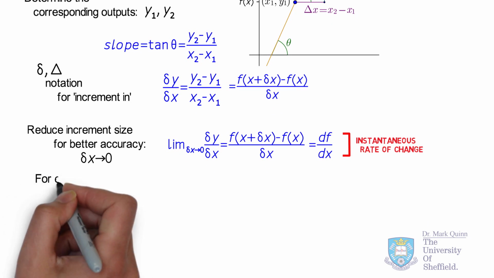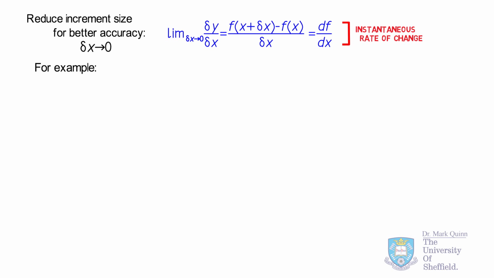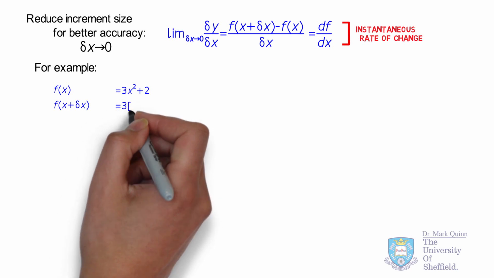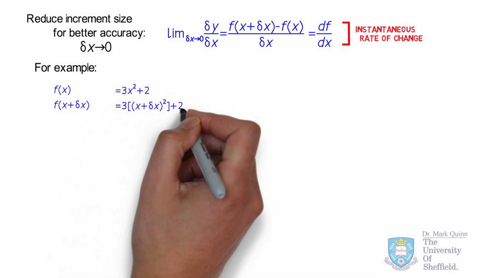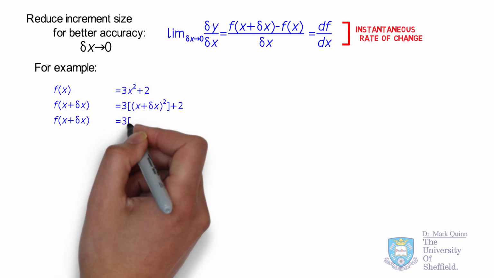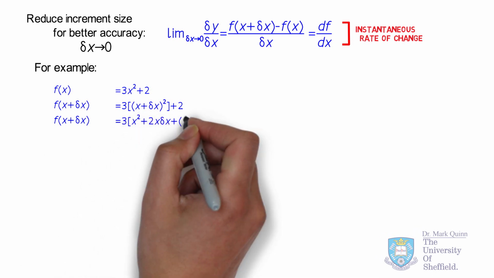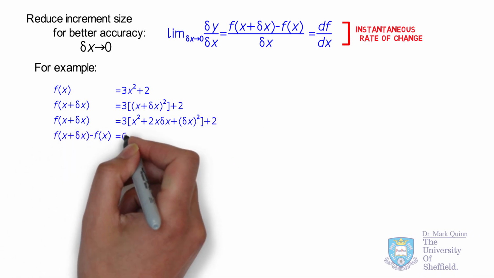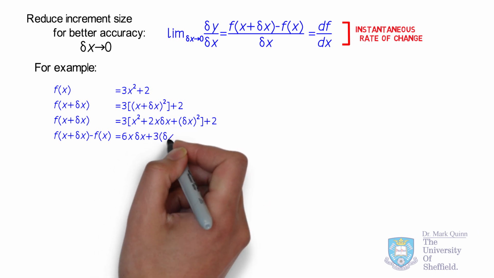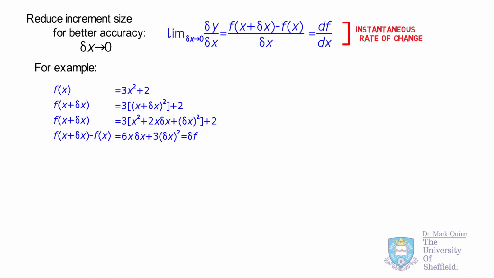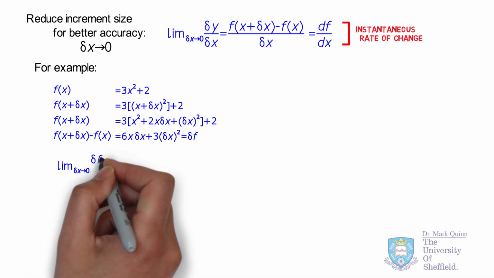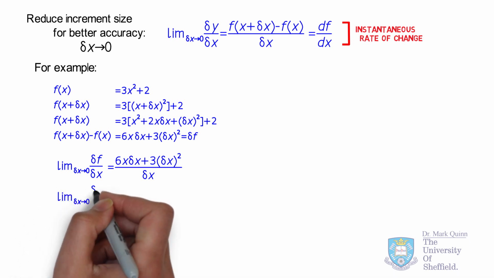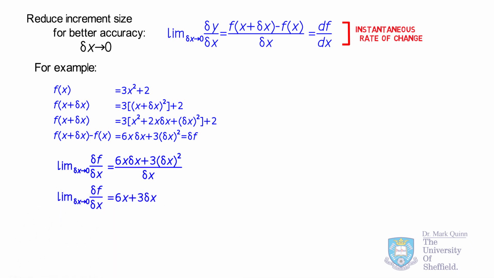For example, if we take a function f of x equal to 3x squared plus 2, we can perform an analysis of the instantaneous rate of change. First, we determine y2, or f of x plus delta x, and we introduce delta x into the x variable, so we get x plus delta x all squared. Next, we introduce y1, or f of x. So now we've got f of x plus delta x minus f of x, and this is what we can call delta f. If we divide it by delta x, now we've got delta f over delta x, and if we put delta x to 0, we simply end up with 6x.